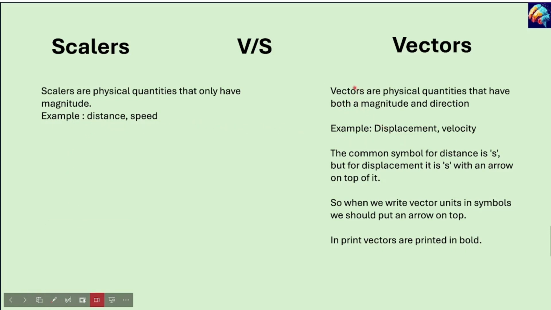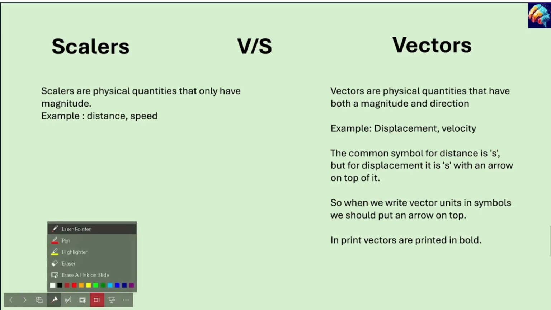Vectors are physical quantities that have both a magnitude and a direction. For example, displacement and velocity. The common symbol for distance is s, but for displacement it's s with an arrow on top of it.